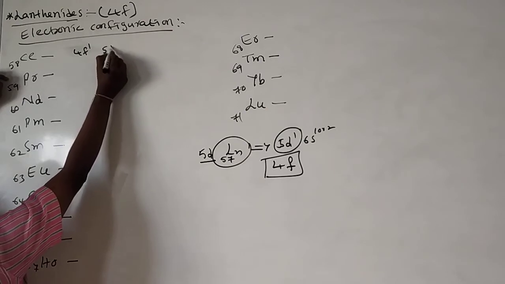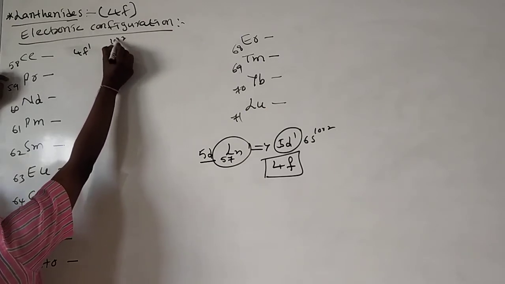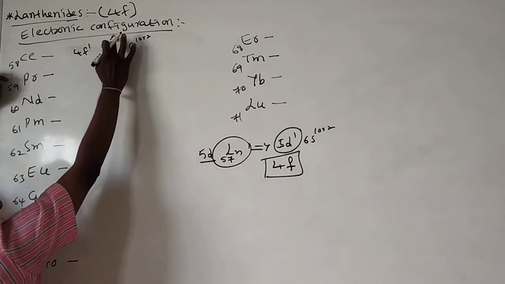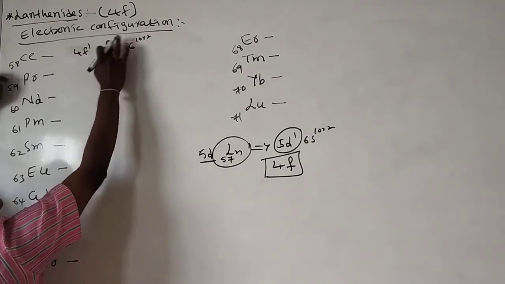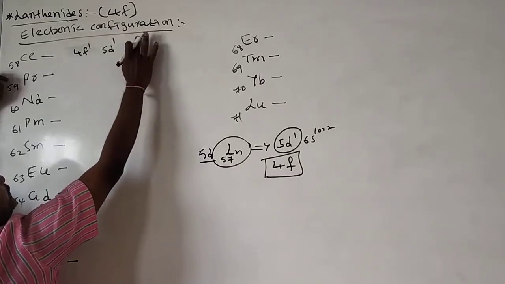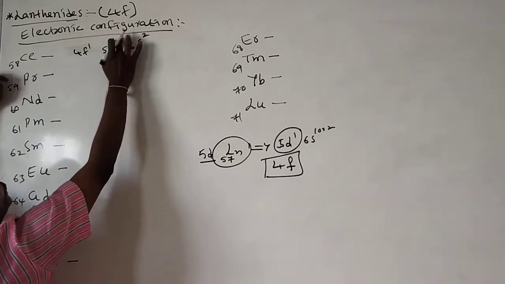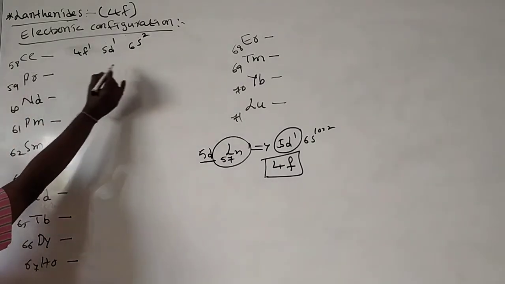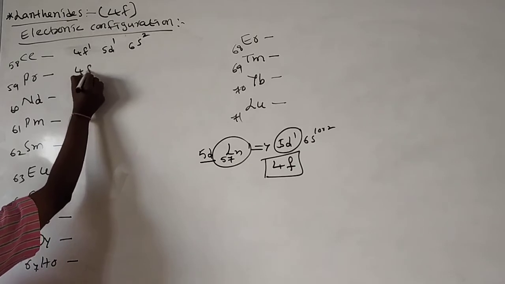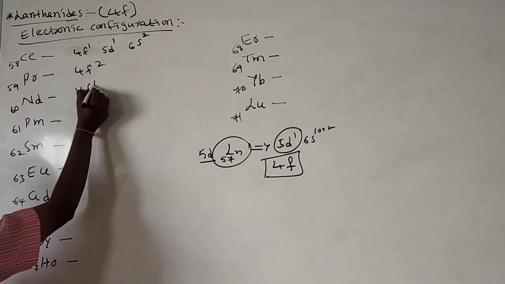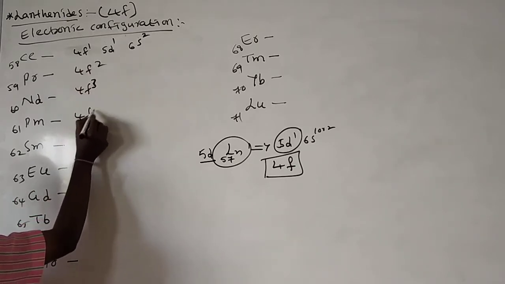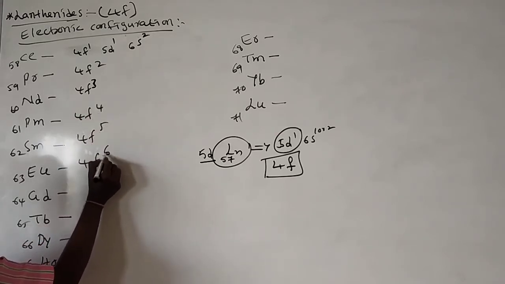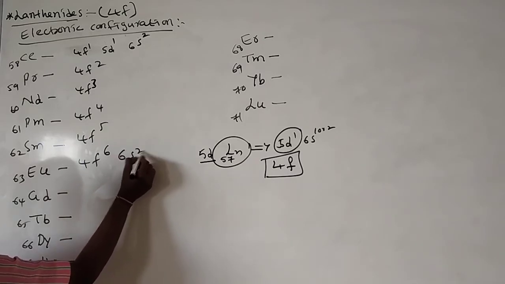4f1 5d 1 or 2, 6s 1 or 2; that is the general electronic configuration. Here I am taking 5d1 and 6s2. This is the electronic configuration of cerium. Then here this is common, 4f2. Here 4f3, here 4f4, here 4f5, here 4f6 6s2.